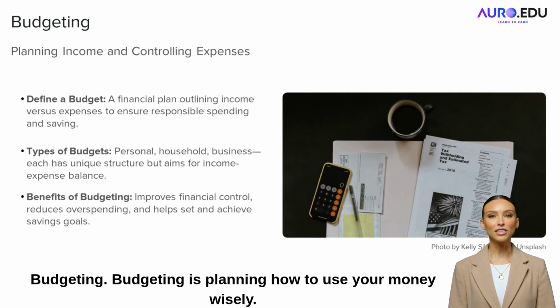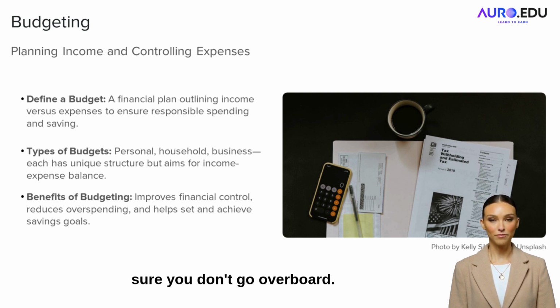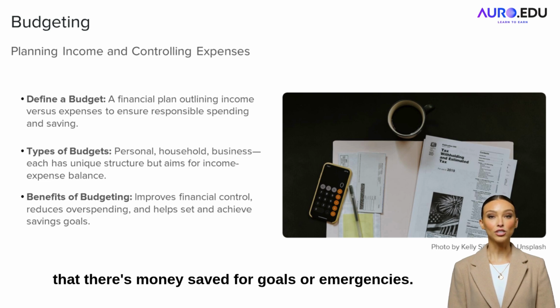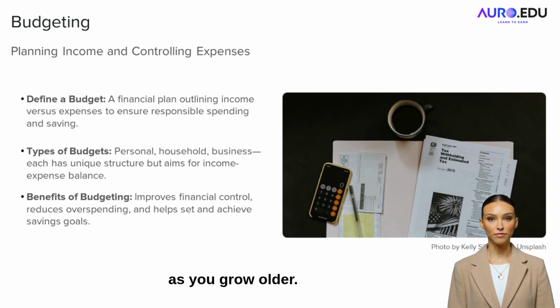Budgeting. Budgeting is planning how to use your money wisely. You compare what you earn to what you spend to make sure you don't go overboard. Budgets help avoid waste and ensure that there's money saved for goals or emergencies. Whether it's a simple allowance or a family income, having a budget means you're in control. Learning to budget now prepares you for making smarter choices as you grow older.